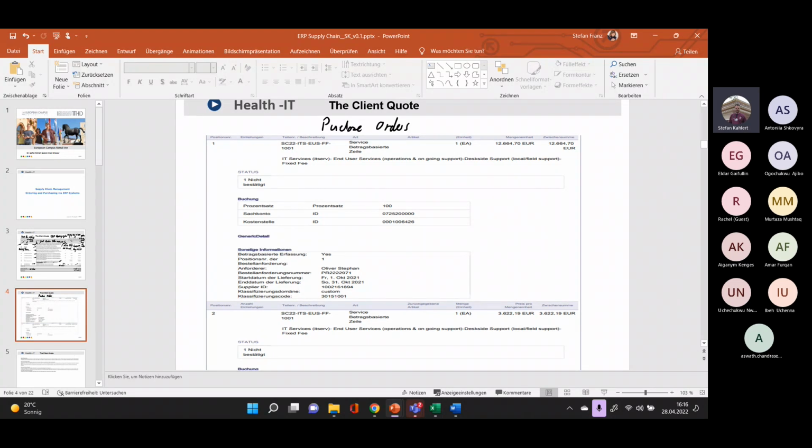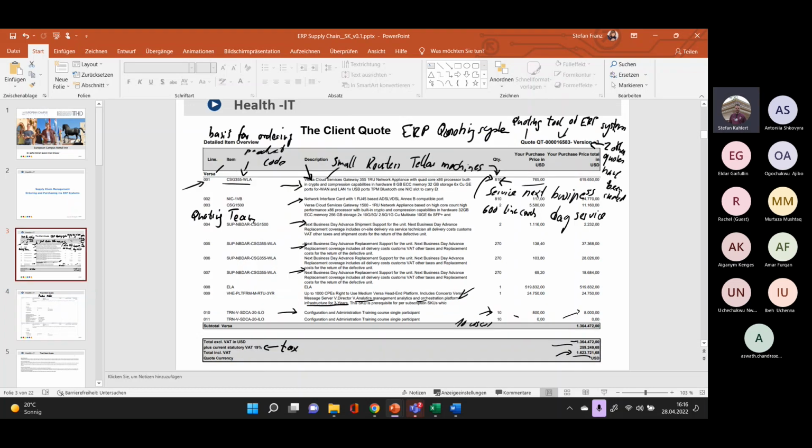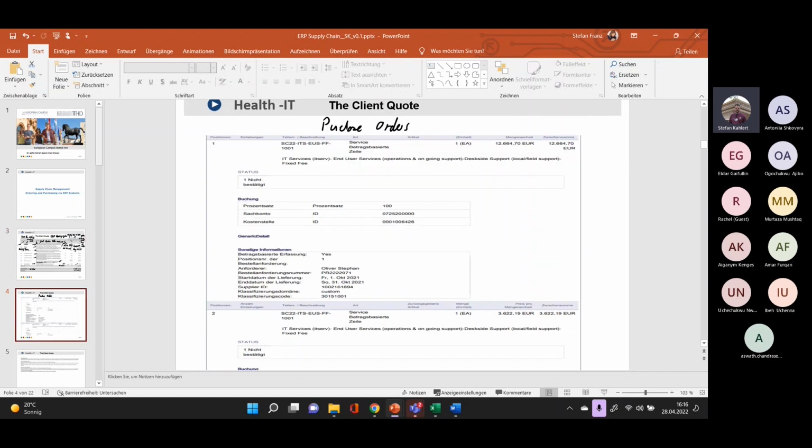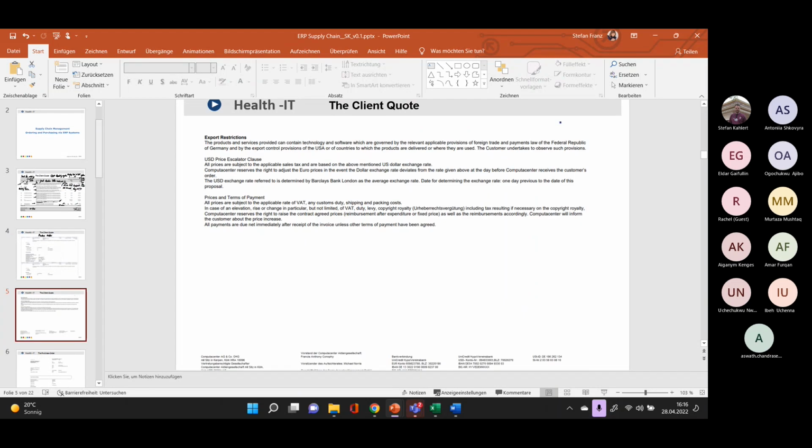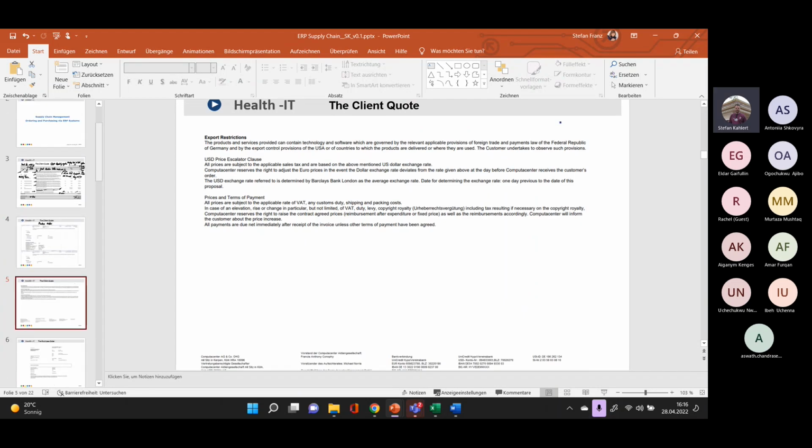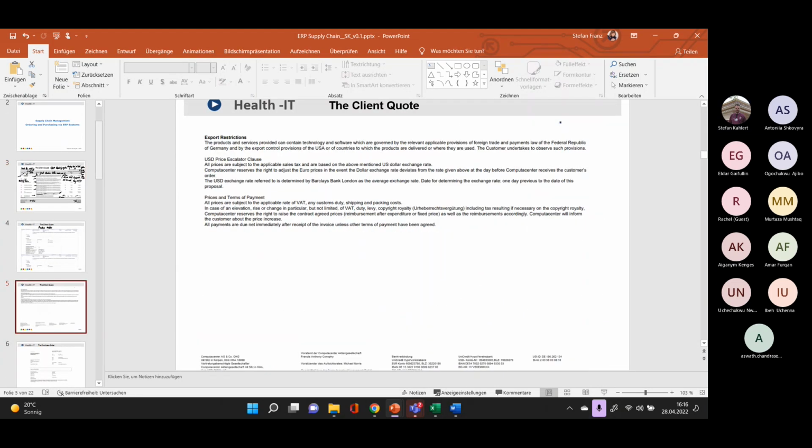This is another example. It's not the one for the quote you see here, but the setup of the quote is always the same. But this is a separate ordering. Oh, sorry, this is the slide for this. So here you see what you also find in the quote.